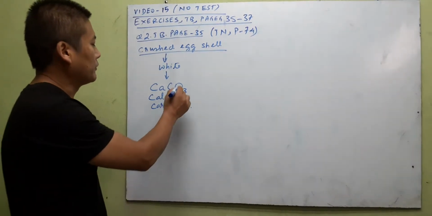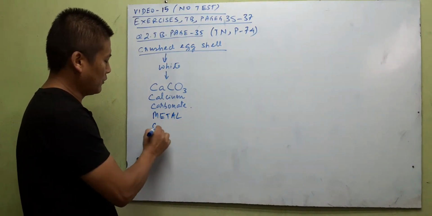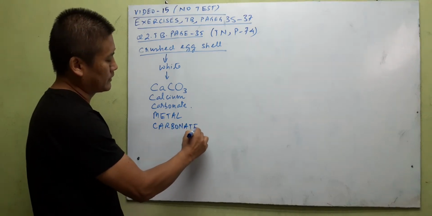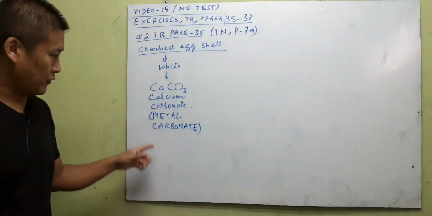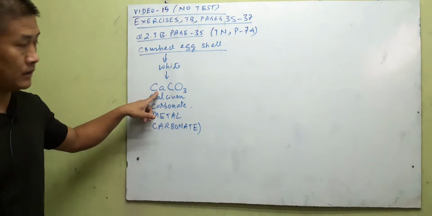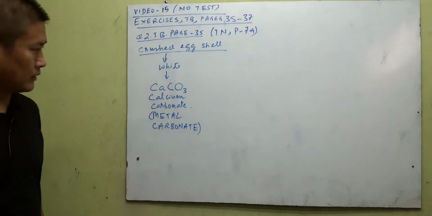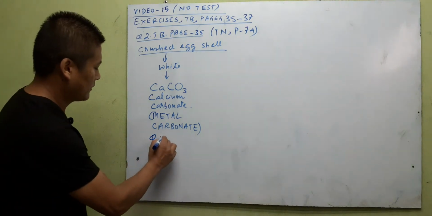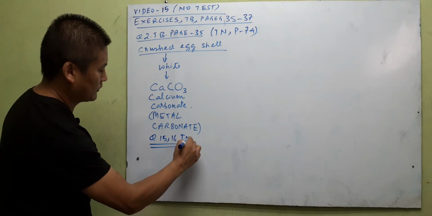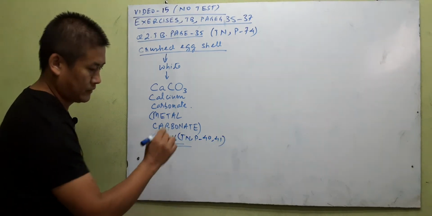Now what is this? This is nothing but a metal carbonate. Write that also, and you will understand it very clearly as you do this along with me. Why is this a metal carbonate? Because calcium is a metal and this is the carbonate radical, so metal carbonate. Now go to questions 15 and 16 and read them, and you will understand. It's on tuition note, page 40, 41 I think.